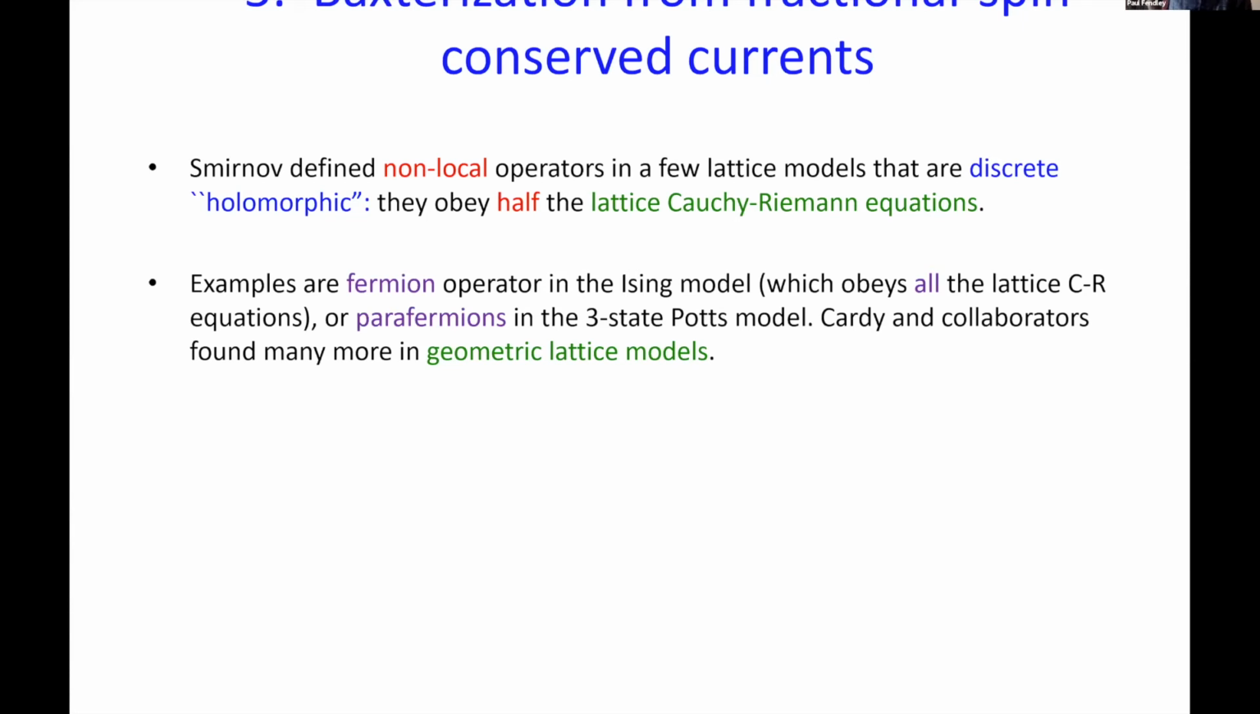So this was how he proved, rigorously, as a mathematician, that the Ising lattice model becomes the Ising conformal field theory. And so, buoyed by the success, he wanted to do other ones. He found a bunch of examples, but he could only show that they obeyed half the lattice Cauchy-Riemann equations. Being half holomorphic is like being half pregnant. It's not, and so it doesn't work for what they wanted it to do.